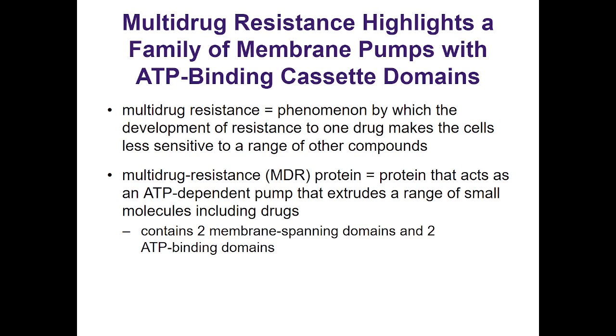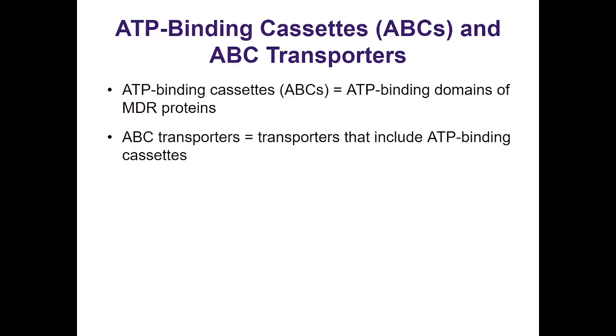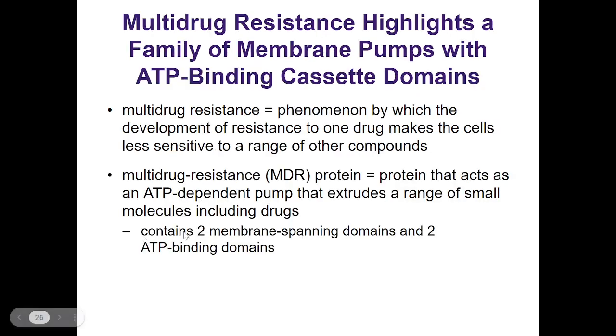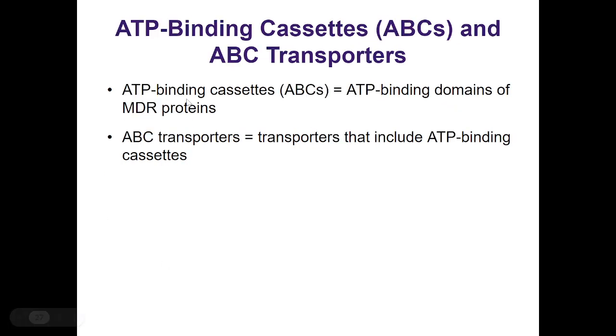It contains 2 membrane-spanning domains and 2 ATP-binding domains. Yes, it does look like a cassette, okay? But we'll see that in just a bit. ATP binding cassettes, or ABCs, it's such a great naming. ATP binding domains of the MDR proteins. Again, these will be the MDR cassettes right here. Remember they have the 2 ATP binding domains. Those are going to be the ATP binding cassettes, which are the ATP binding domains.